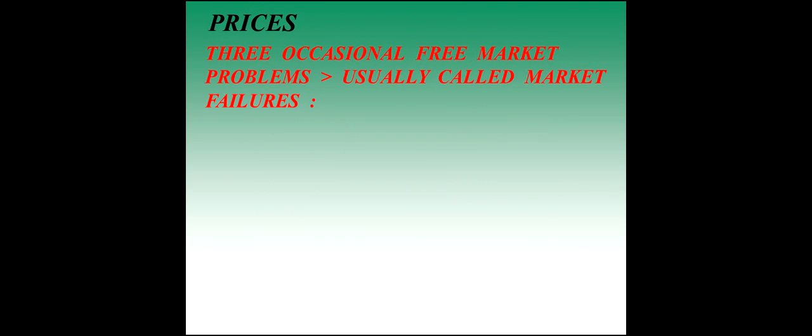As we bring our chapter on prices to a close, we want to take a moment to look at 3 occasional free market problems that arise with an unregulated price-based system. As you know, there is no perfect system, and the critics of free markets and unregulated price-based systems call these occasional problems that arise market failures. But I think what you'll see is that they are relatively minor in the scheme of things and usually get resolved through natural market forces.